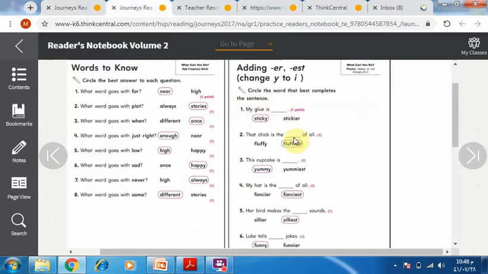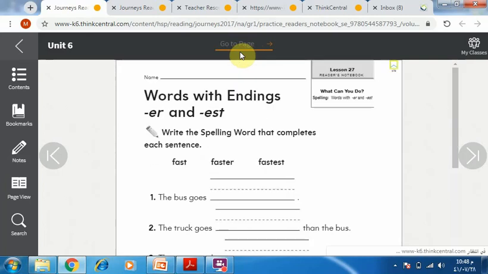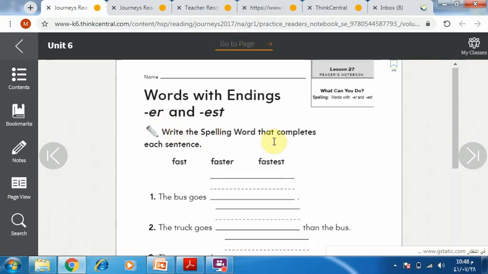This is the answer key for the page we just answered. Have a look. Check your answers. Okay. Now, let's go to page 179. Write the spelling word that completes each sentence.